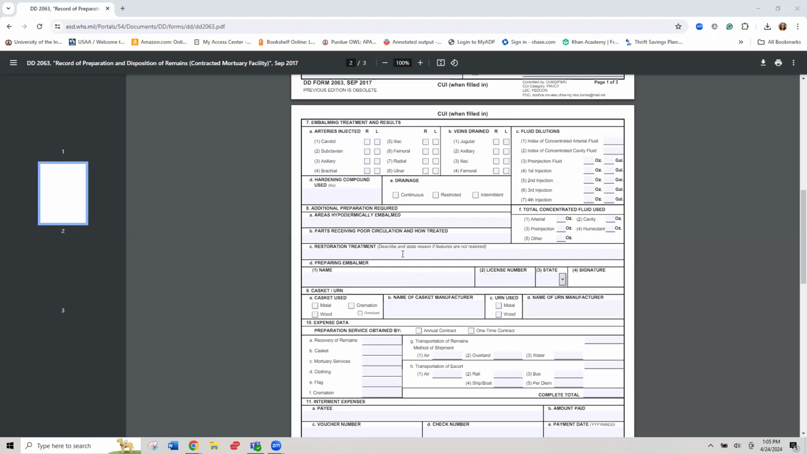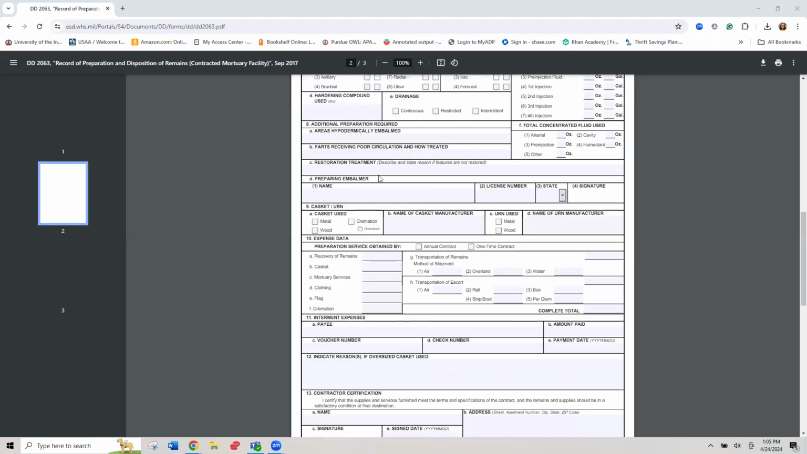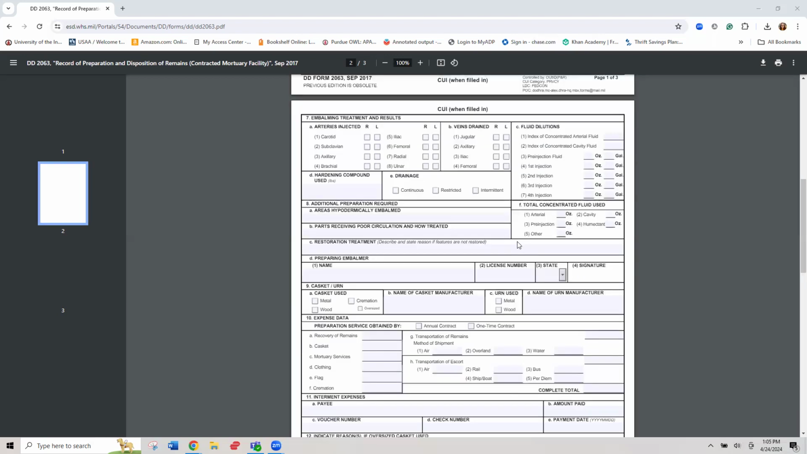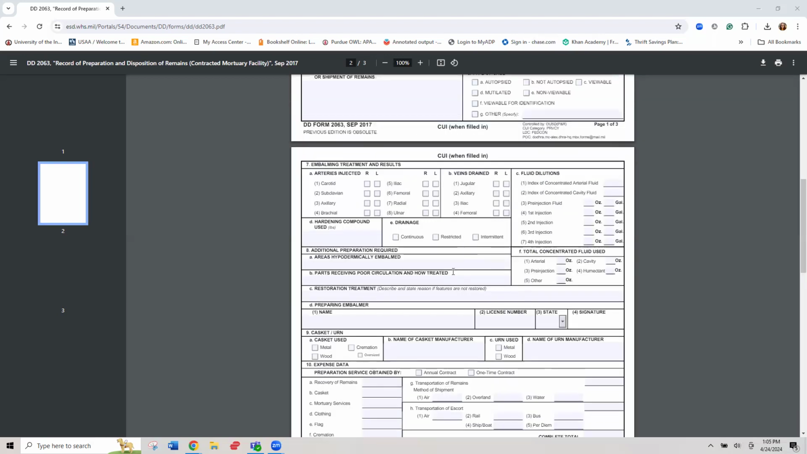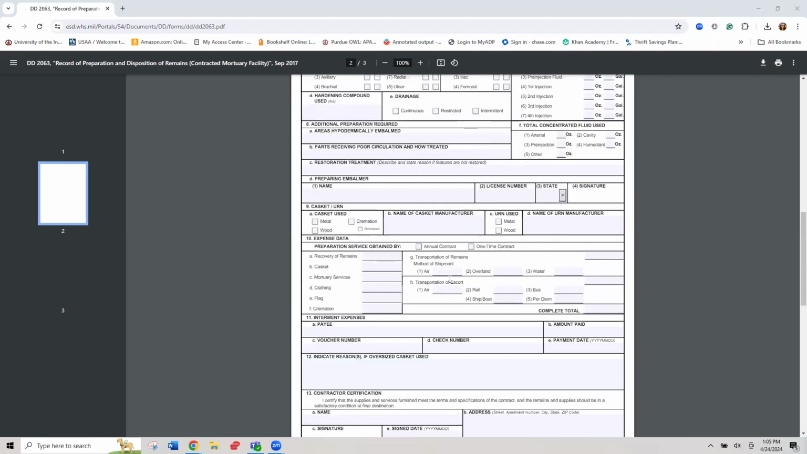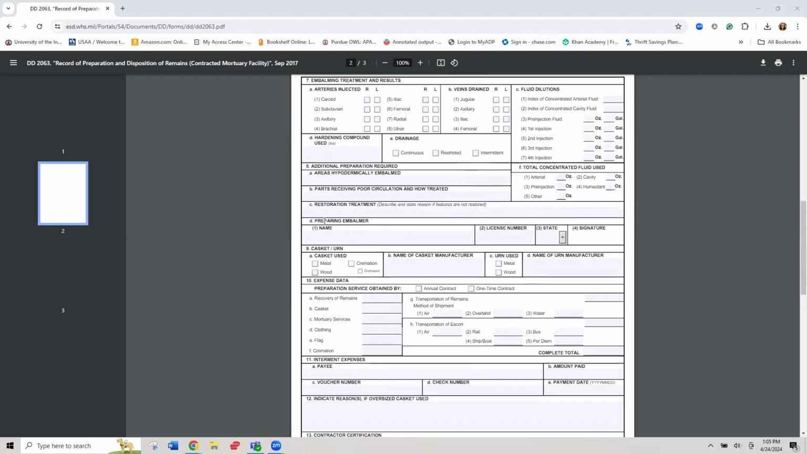And then finally, your restoration, okay? What did you do to restore the form? If there was trauma, if there were discolorations, you want to try to leave some notes in here as well. Okay. So again, this to me doesn't have a whole lot of room to elaborate, but it is what it is. And then finally, you're going to indicate your name, your license number, obviously your state where you're from, and your signature.